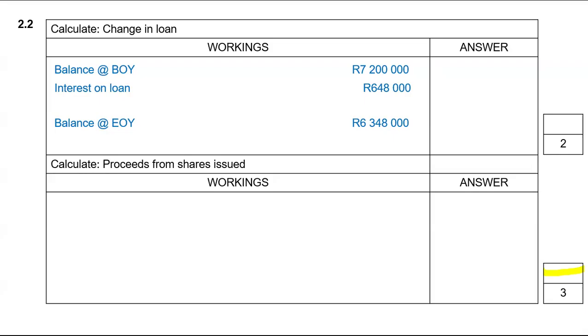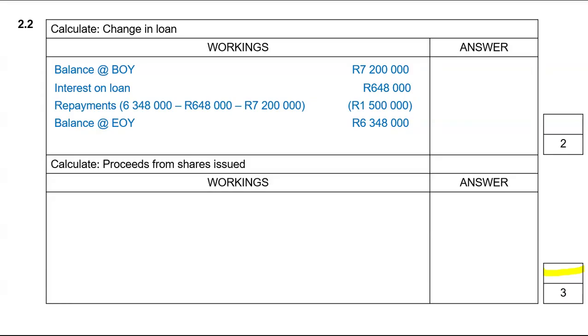Now we're missing repayments here. To calculate those repayments, you just work backwards. You will take that 6,348,000 minus 648,000 minus 7,200,000. It'll give you the repayment towards the loan, which will be 1.5 million, right? But in that 1.5 million, I need you to understand that there's interest in there.